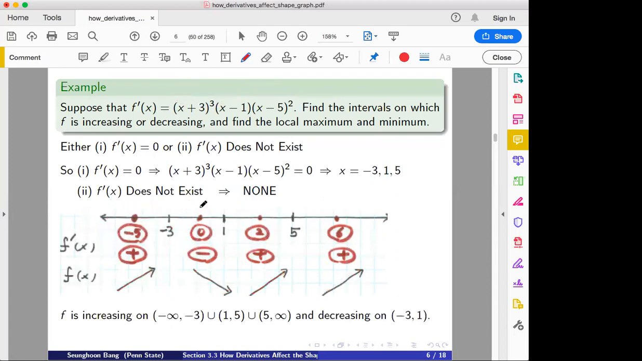Next, do we have a local maximum? Yes. At minus 3, the graph is increasing and then decreasing, so there is a local maximum. The local maximum is f of minus 3. And we have a local minimum.